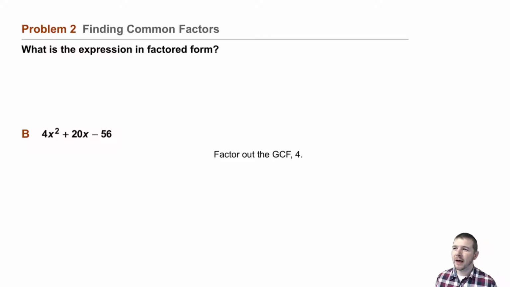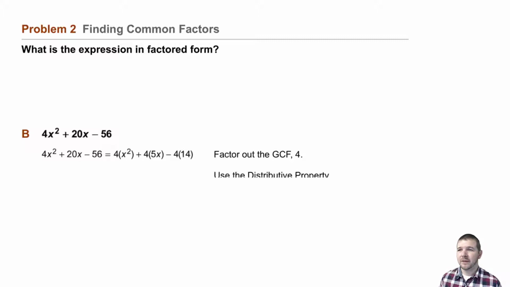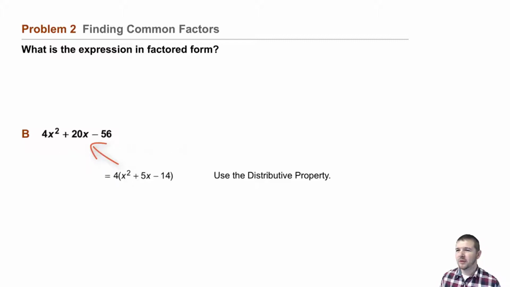So we'll factor 4 out. That becomes 4 times x squared plus 4 times 5x minus 4 times 14. Using the distributive property to rewrite, that becomes 4 times the trinomial, x squared plus 5x minus 14. And a quick double check, distributing the 4, we'd get back to 4x squared, great, plus 20x, minus 56. So that checks out, looking good so far.